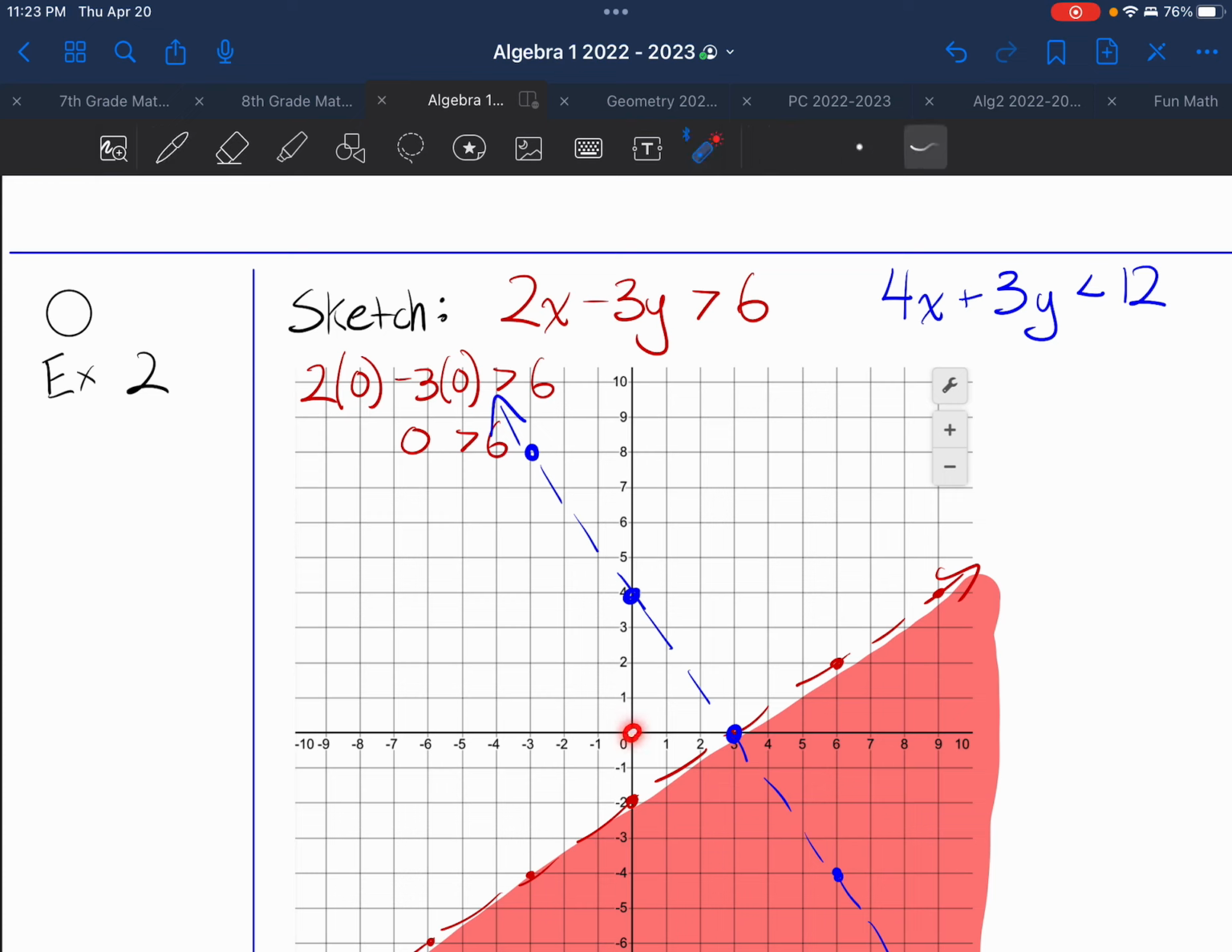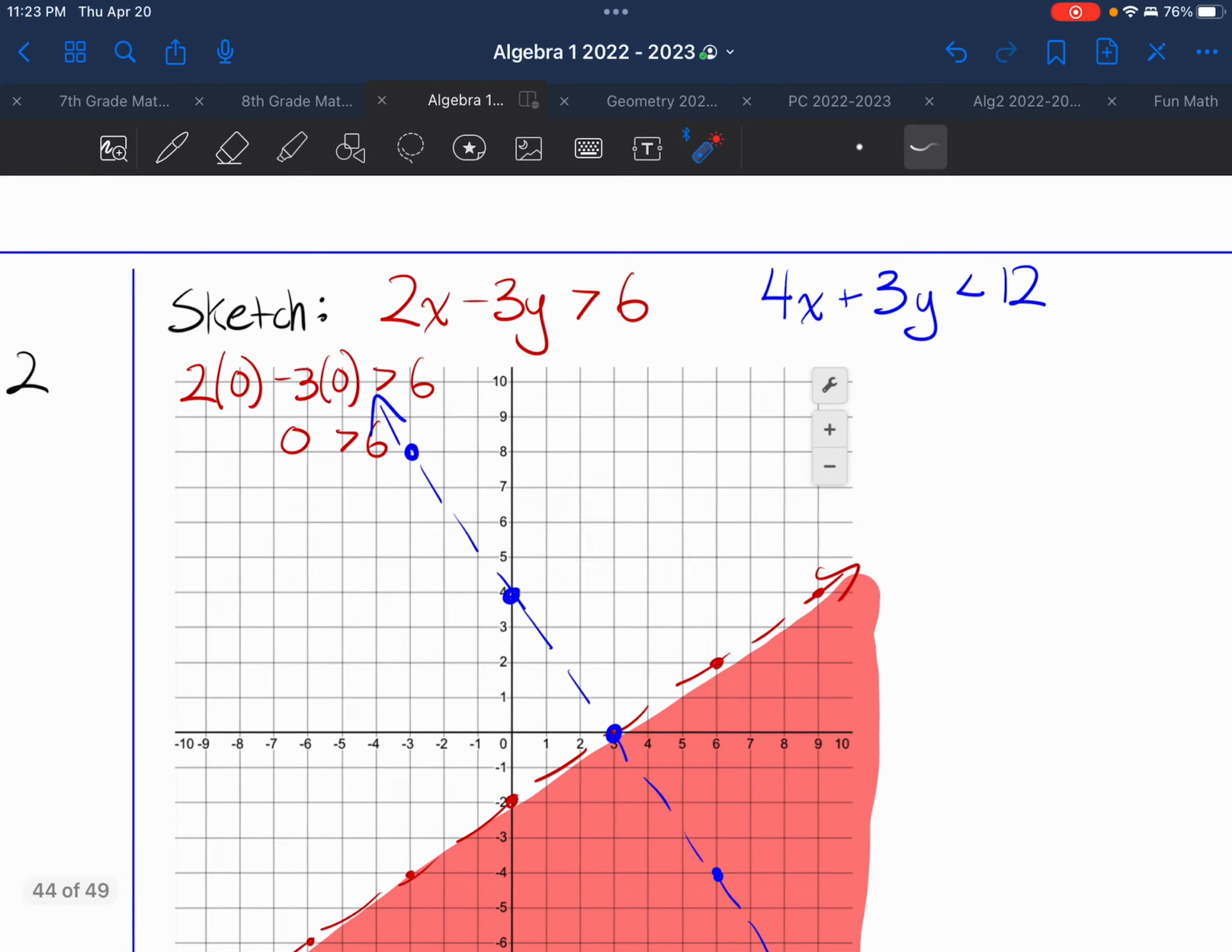If the origin is not available, choose something small, like 1, 1, or 0, 1, or 1, 0. Small numbers like this make your life much easier. 0 typically makes your life really easy.